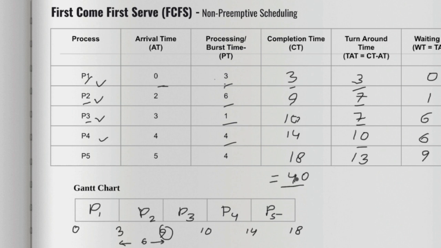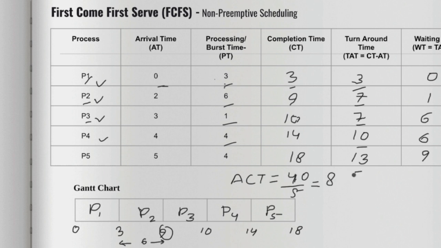So 1, 2, 3, 4, 5. So there are 5 processes. So average completion time, ACT, equals 40 divided by 5. That makes a total of 8. So that's your average completion time.